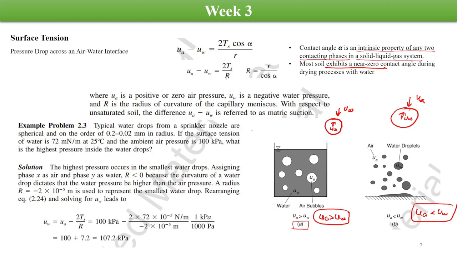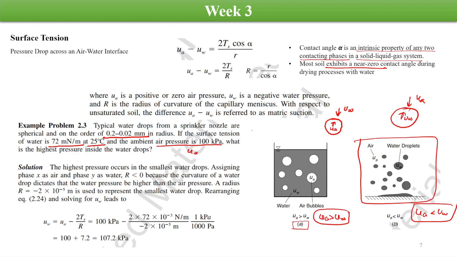It says that a typical water drop from a sprinkler nozzle is spherical, like in this case, and the size is in the order of 0.2 to 0.02 mm in radius. If the surface tension of water is given as 72 millinewton per meter at 25 degrees Celsius, and the ambient air pressure is 100 kPa, that is UA.